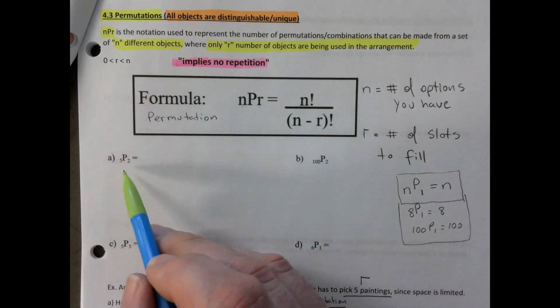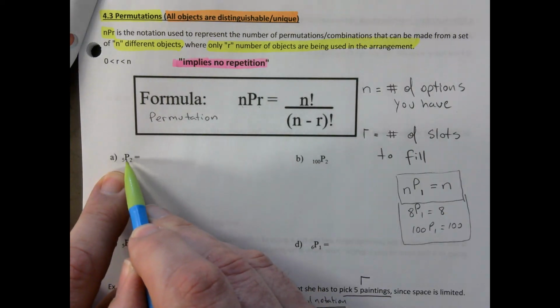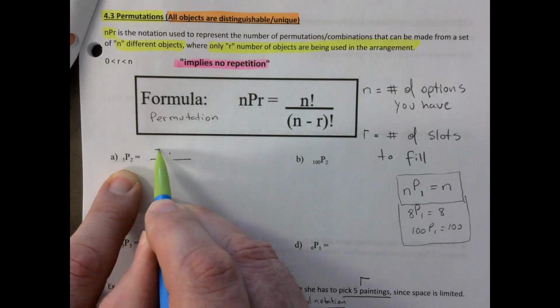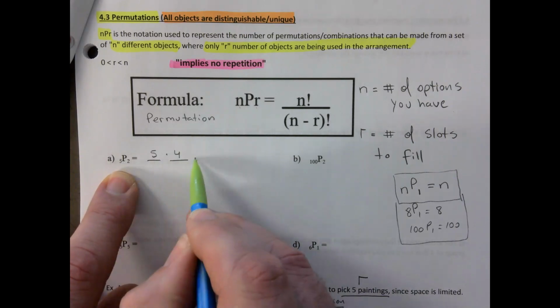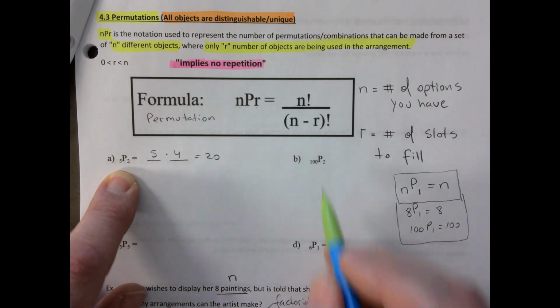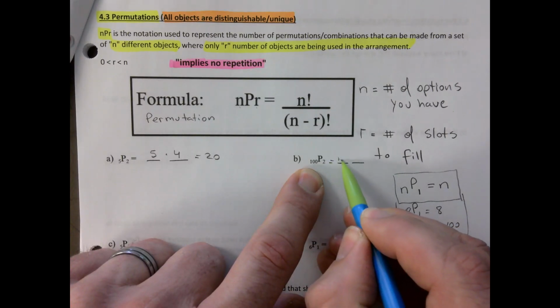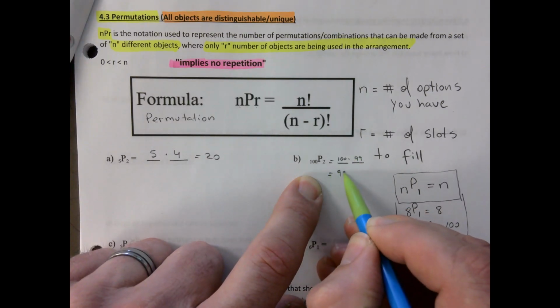So on 22, just real quick for your notes, if you see 5 pick 2, you should immediately know that's what? 5 times 4, right? You have 5 options and you're filling in 2. That's 20. 100 pick 2, guess what? It's going to be 100 times 99, so that's 9900.